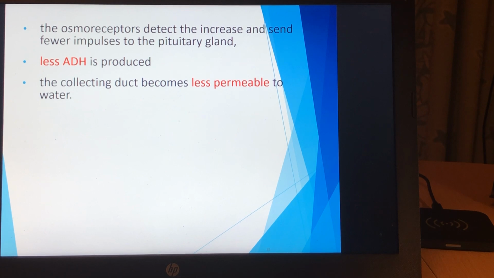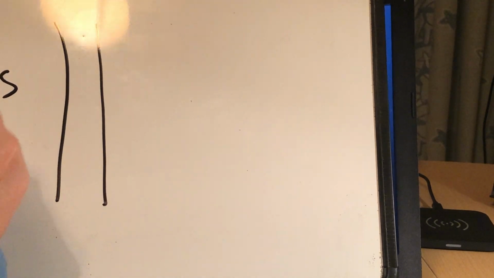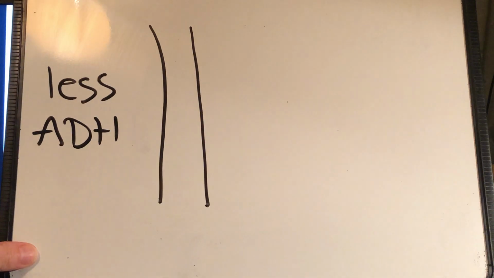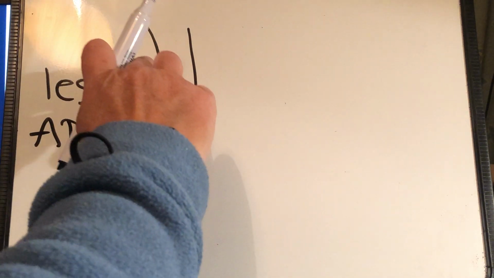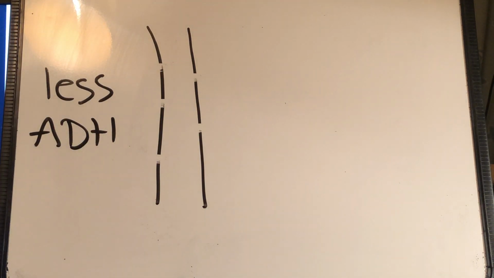Now if I draw what we're talking about here, okay, so if I try and draw here, if we've got the collecting duct, we're saying less ADH, okay, that means that less water is going to move out.